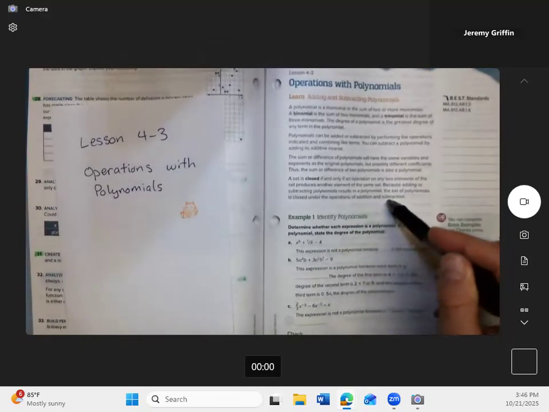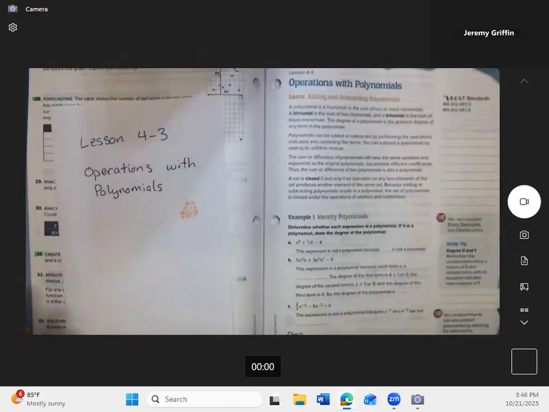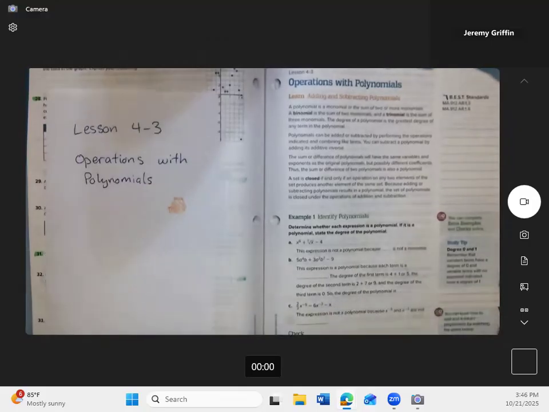I don't think that'll be the case when we get to dividing polynomials. If you divide two polynomials, it doesn't necessarily result in a third polynomial. Sometimes it might, but not always. All right, so here, skip through here. Let's go straight to adding polynomials.